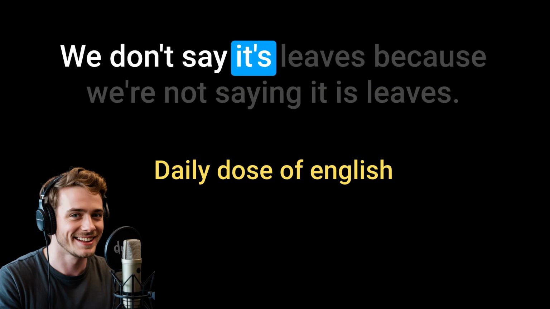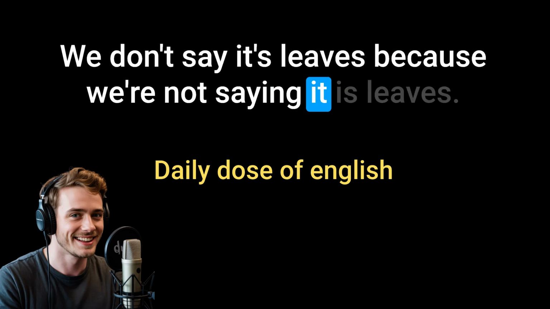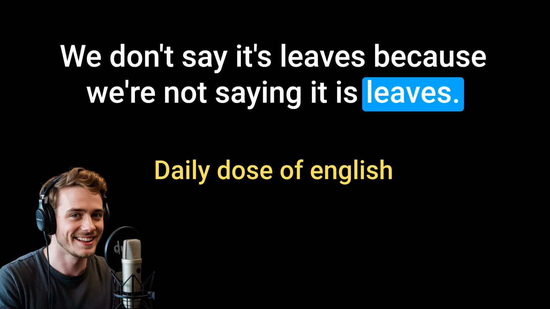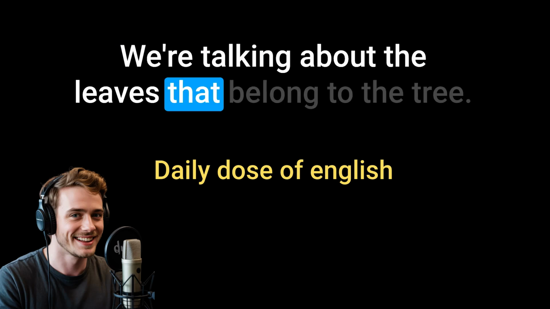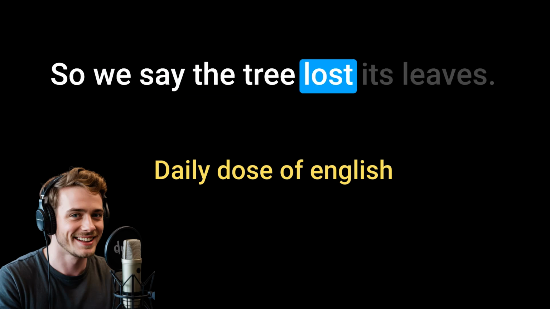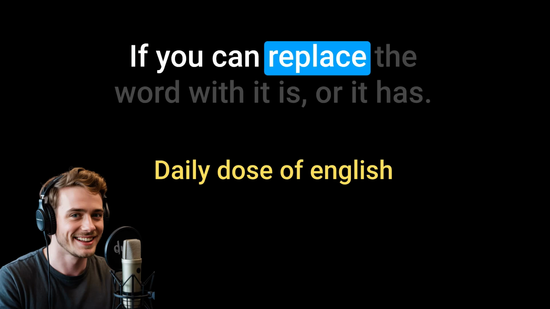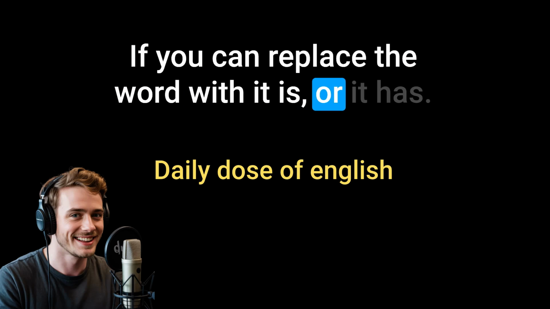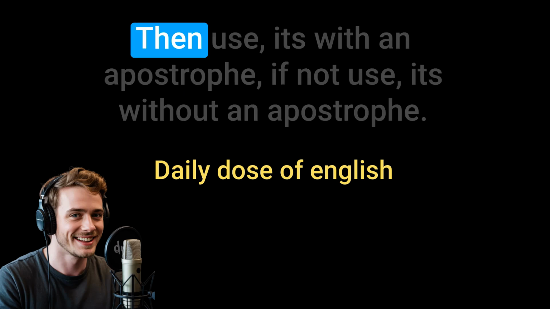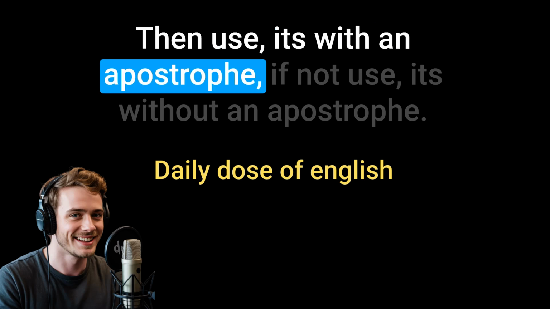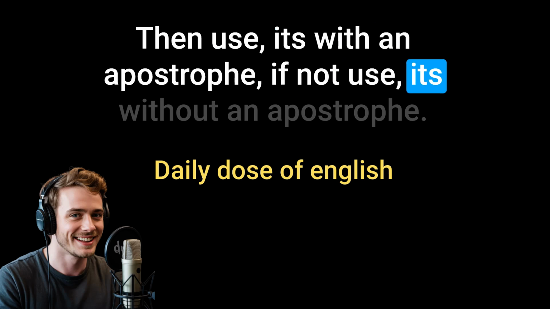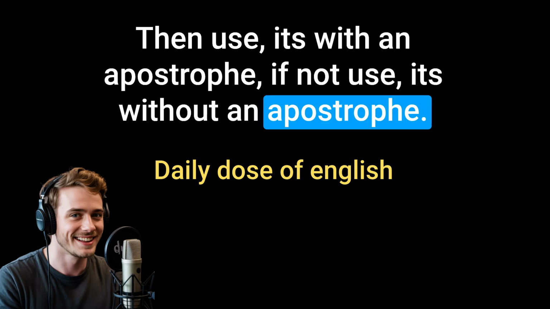No, that's wrong. We don't say it's leaves, because we're not saying it is leaves. We're talking about the leaves that belong to the tree. So we say, the tree lost its leaves. Here's a simple trick to remember. If you can replace the word with it is or it has, then use it's with an apostrophe. If not, use its without an apostrophe.